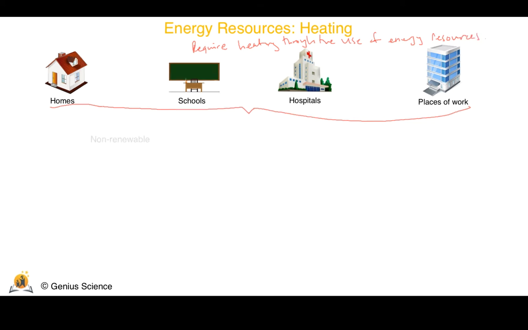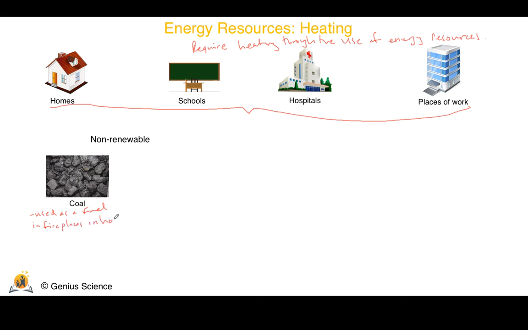We are now going to look at how non-renewable energy resources are used for heating. First then, we have coal. Coal is used as a fuel in fireplaces in homes. Not all homes have fireplaces, as they were more common in the past. However, it is becoming fashionable to restore fireplaces. However, many fireplaces do use wood, which if grown sustainably can be much more environmentally friendly.